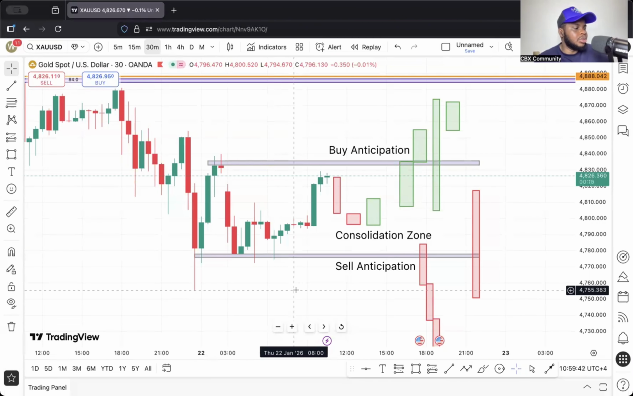Let's see what the candle wants to do. I'm just looking at my other screen just to have an idea what the market structure is saying. So this 30 minutes candle has closed with a bullish candle, but it respected the high of this bullish candle over here. So let's see what the next candle wants to do.